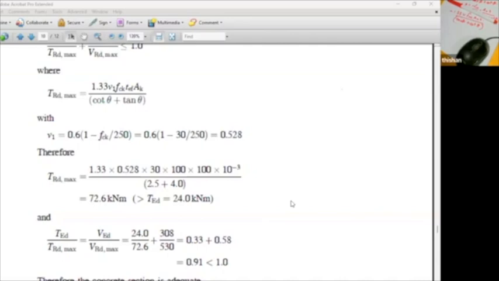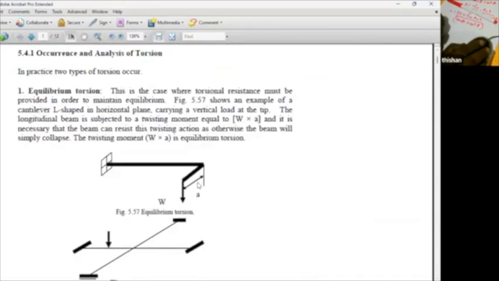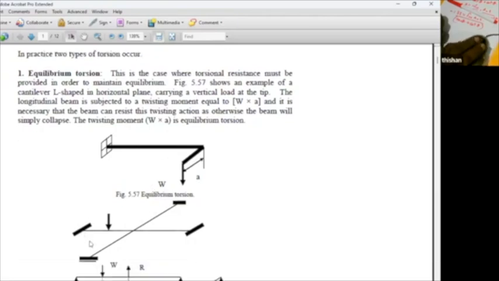Okay, sir. So if you look at the note, if I go to the earlier part of the note, you can see we are having a situation like this. That's how the torsion comes. And that is equilibrium torsion. We must resist it by providing torsional reinforcement. On the other hand, we can get a situation like this. It's compatibility torsion. And we don't have to worry too much about it.